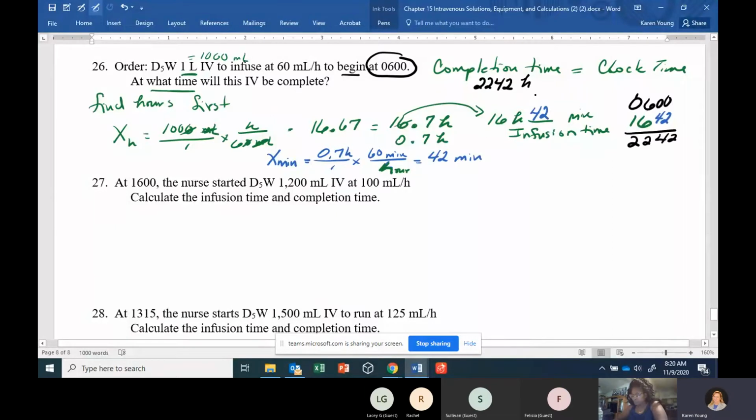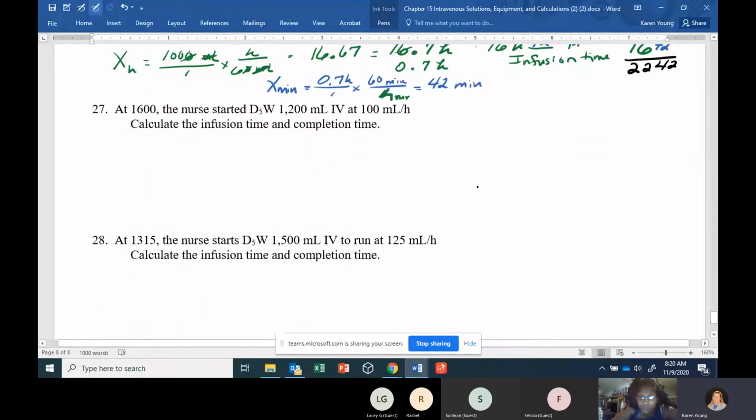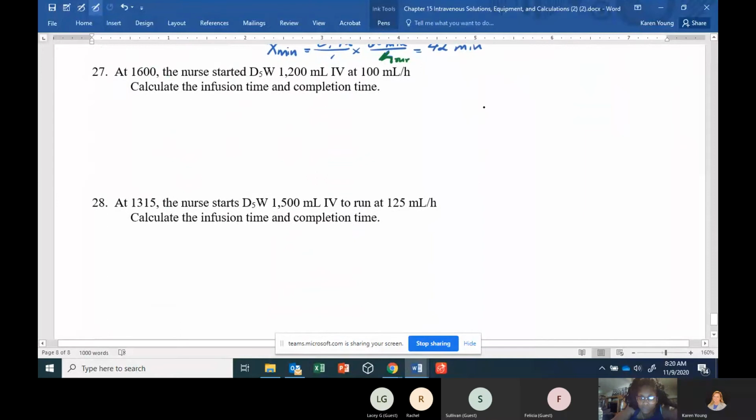So we did several things in this one, but it's the things that we did in the first 2, and then we added the completion time. So any questions on this one? Okay, I'm going to take that as a no. All right, let's look at 27.